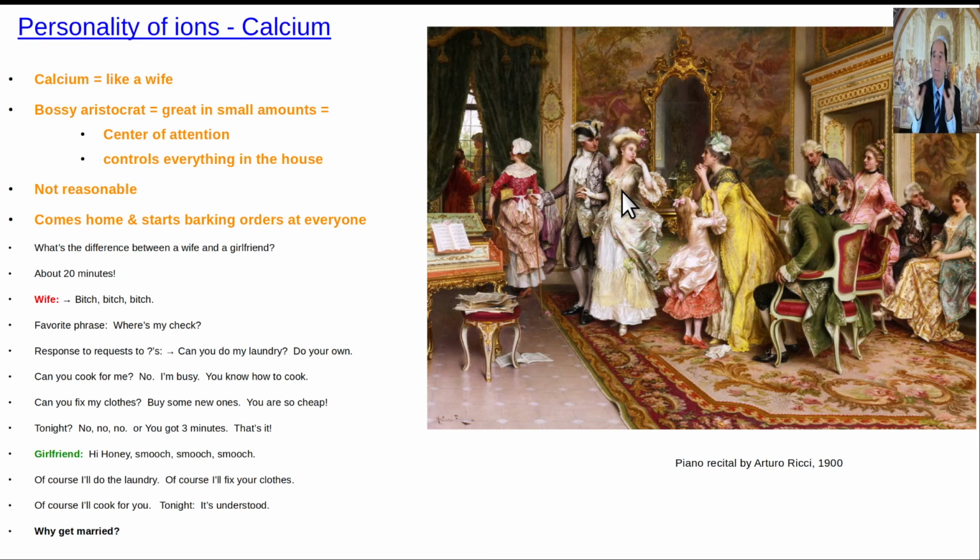Calcium, I gave each ion. I made all this stuff up because it's the best way to think of it. Calcium, in terms of ions, is like the mother. The mother is the boss of a family. Even if dad, he's bringing in the money, so what?